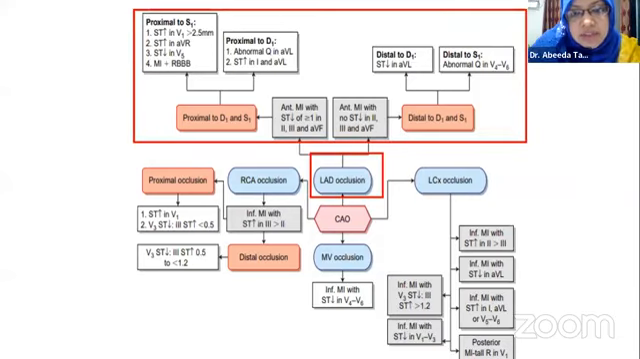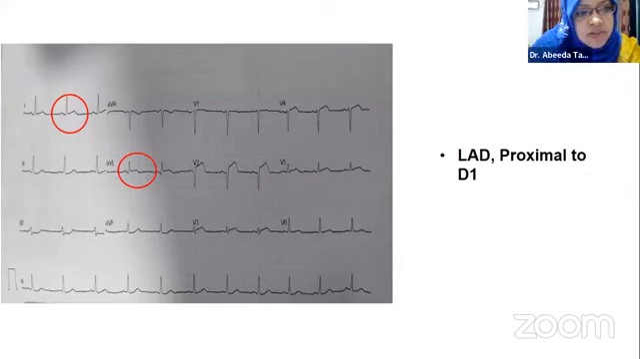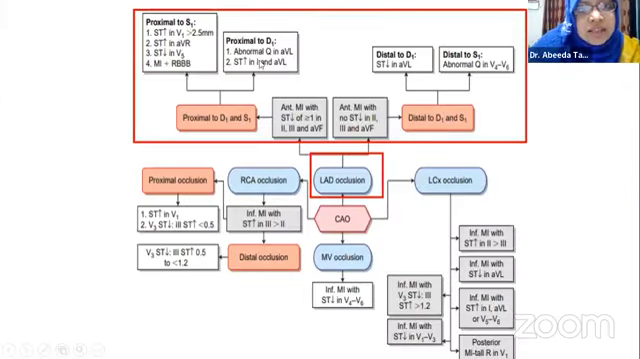As we know, if there is an anterior MI, the culprit vessel is always the LAD. If LAD occlusion occurs, the question is whether it is in the proximal part or the distal part. Here we can see ST elevation in 1 and aVL, and if we see this algorithm, proximal to D1, if there is an abnormal Q in aVL or persistent ST elevation in 1 and aVL, then we think the site of the lesion is proximal to D1.